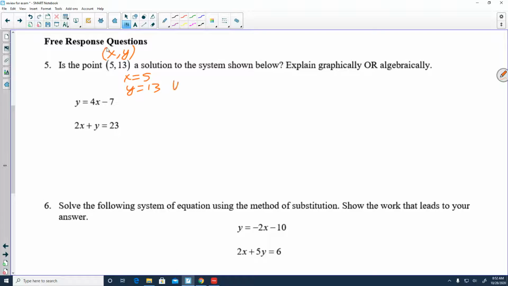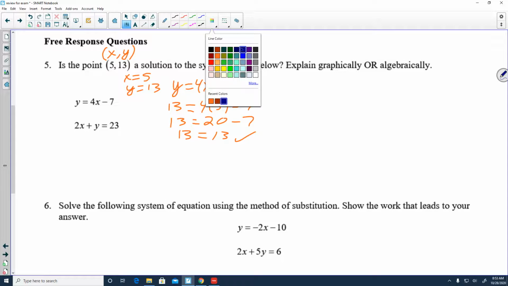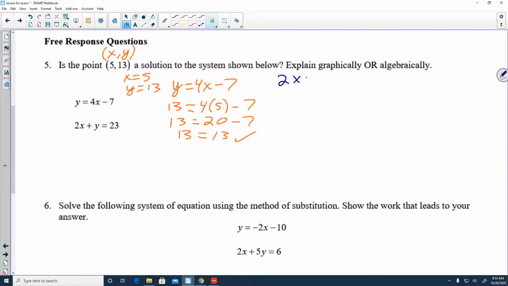So let's take our first equation, y equals 4x minus 7. When I plug in 13 for y and 5 for x, let's see what we get. So we're going to get 5 times 4 gives me 20, and 20 minus 7 indeed gives us 13. So we know that this point lies on this line, but we're not finished yet. We also have to check if that point lies on my other line as well. So we have 2x plus y equals 23. So I'm going to do the same thing. Plug 5 in for x and 13 in for y. All right, 5 times 2 gives us 10, and 10 plus 13 gives us 23.